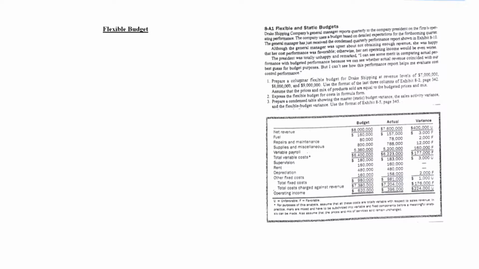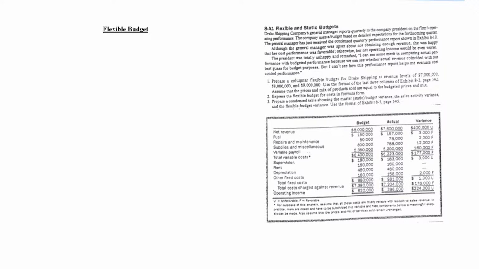So now let us understand what is required in this case and what information has been given. Drake Shipping Company's general manager reports quarterly to the company's president on the firm's operating performance. The company uses a budget based on detailed expectations for the forthcoming quarter. The general manager has just received the condensed quarterly performance report shown in Exhibit 8.10. In this exhibit we are given the budgeted information, the actual information, and then the variances which are calculated.